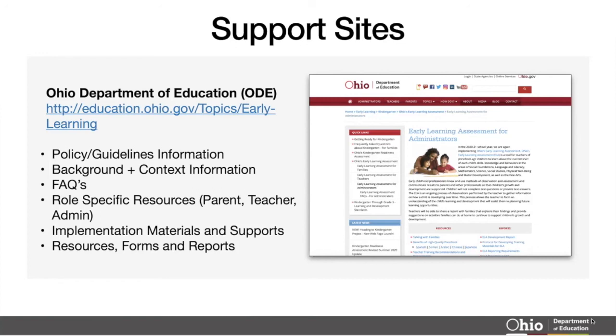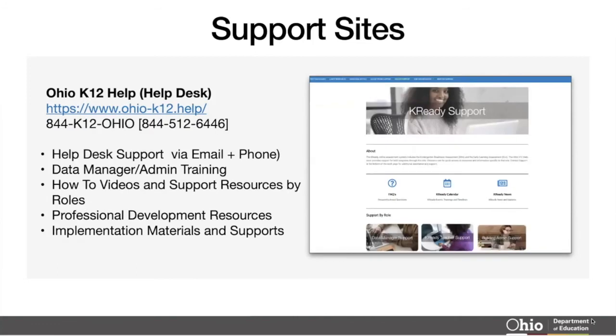If you need additional support from a technical perspective, reach out to the help desk. Here's the information, ohio-k12.help. The phone number, if you need phone support, is 844-K12-OHIO or 844-512-6446. You can find how-to videos on our website, additional support resources, again, from a technical perspective, and training opportunities much like this, webinars and meetings and things of that nature that we think will benefit you and are helpful to you in your role as the assessment data manager.